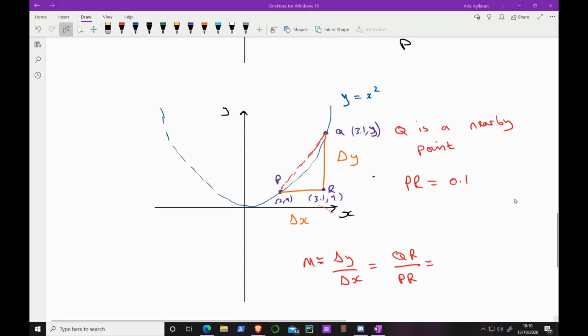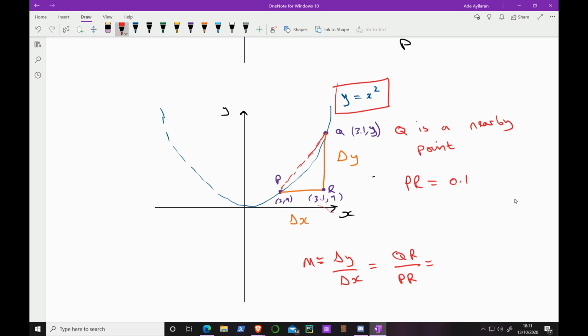So let me just recap. We've chosen the point R so that the distance of PR is 0.1. That means that the x coordinate of R is 3.1 with the same y coordinate. Now the coordinate of Q is actually 3.1 squared. Why do you think it's 3.1 squared? Is it because y equals x squared? Very good. y equals x squared.